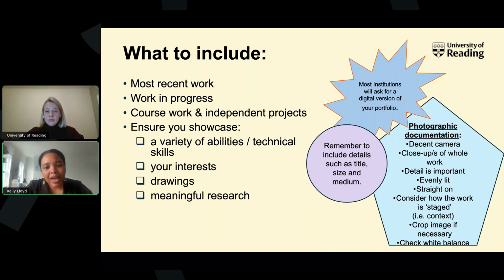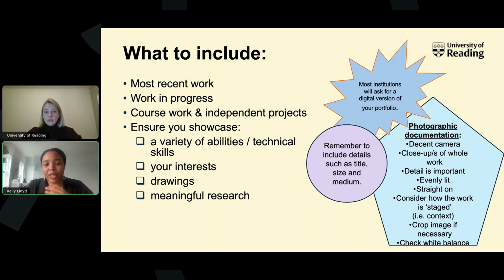Most institutions will ask for a digital version of your portfolio. And so it's entirely possible that you'll go to other institutions' portfolio webinars and hear that there is some kind of middle ground where you can create one portfolio and send that out to multiple institutions. Quite often we require around the same thing. And we require that our portfolio will be digital.